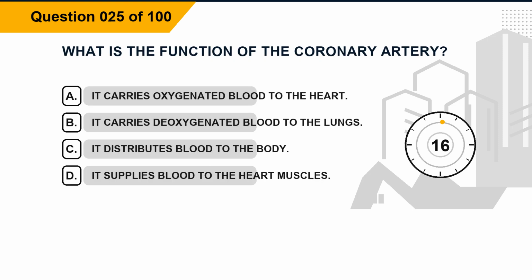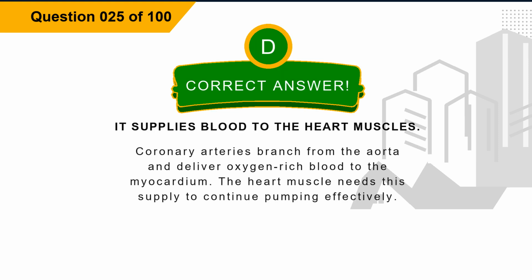Question 25. What is the function of the coronary artery? Option A, it carries oxygenated blood to the heart. Option B, it carries deoxygenated blood to the lungs. Option C, it distributes blood to the body. Option D, it supplies blood to the heart muscles. The correct answer is option D. It supplies blood to the heart muscles. Explanation. Coronary arteries branch from the aorta and deliver oxygen-rich blood to the myocardium. The heart muscle needs this supply to continue pumping effectively.